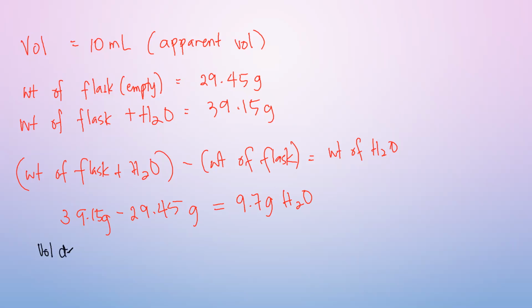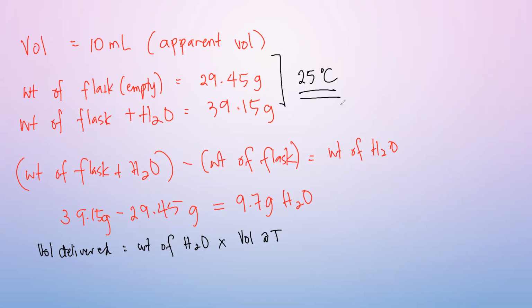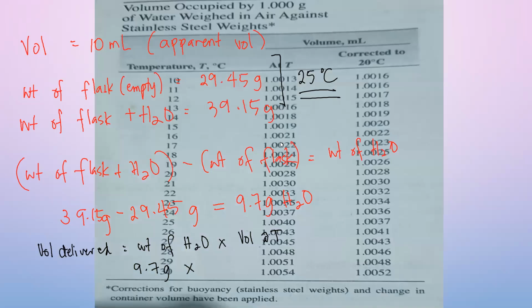Volume delivered is equal to the weight of the substance, or the weight of water, I mean, multiplied by the volume at temperature. So for example, the weighing took place at 25 degrees Celsius, and you want to know the volume delivered at the same temperature. So the weight of the water that we computed is 9.7 grams. We multiply it by the volume at temperature, meaning we need the table to finish computing.